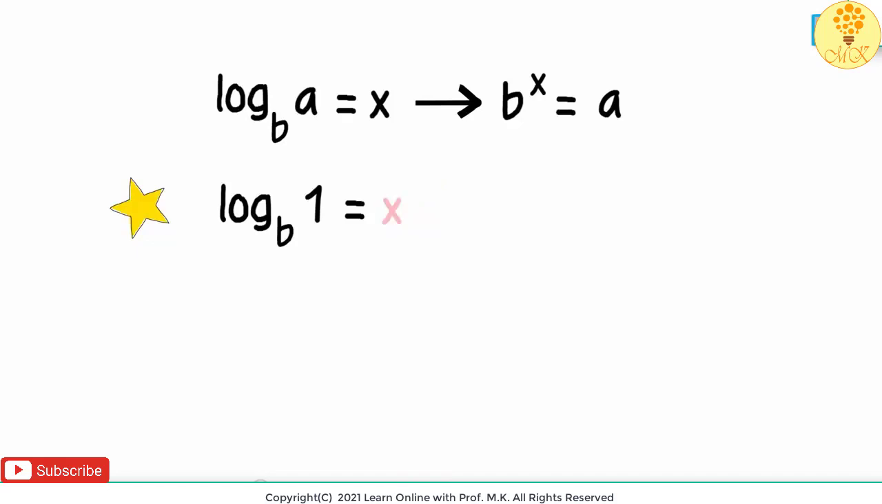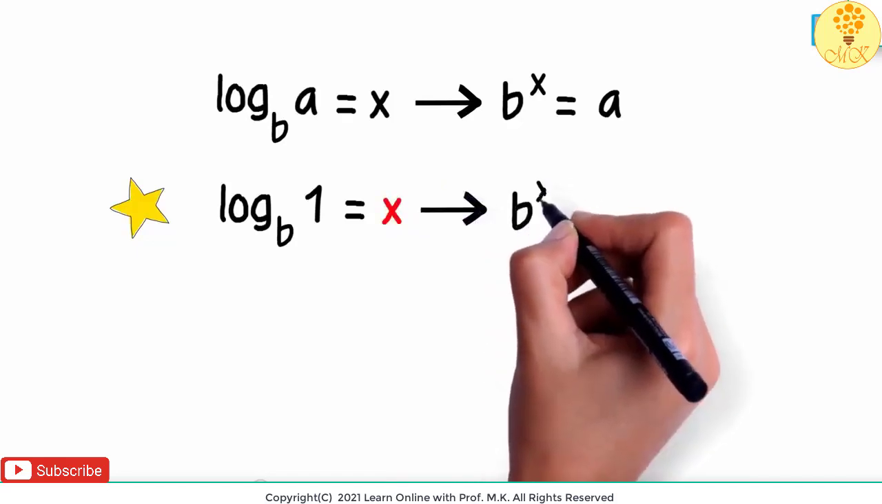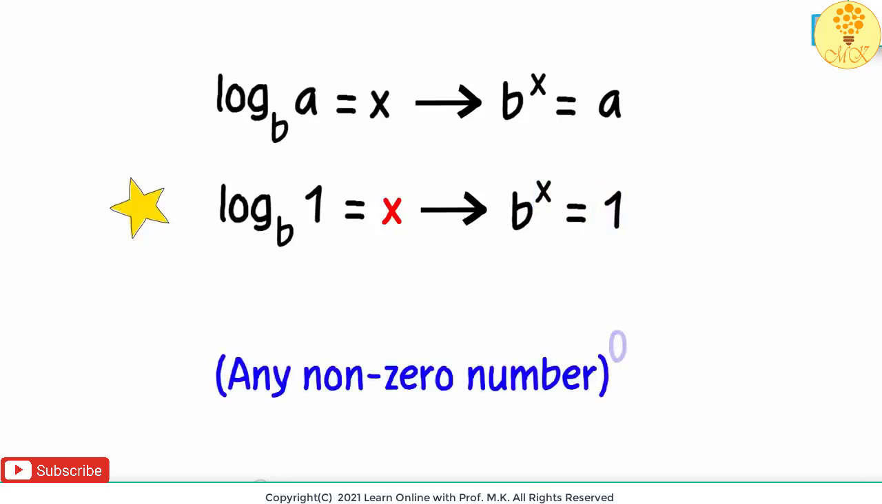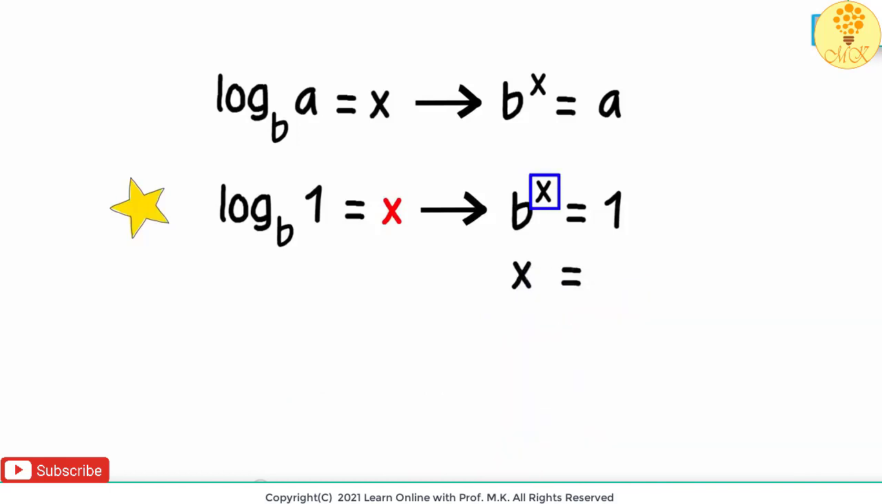Say it equals x. In the exponential form, it can be written as b raised to x is equal to 1. Remember, the exponential form is what most of us are comfortable with. This can help us find the value of x. For the answer to be 1, the power here has to be 0. Do you remember that property of exponents? Any non-zero number raised to 0 is equal to 1. Hence, x here is 0.